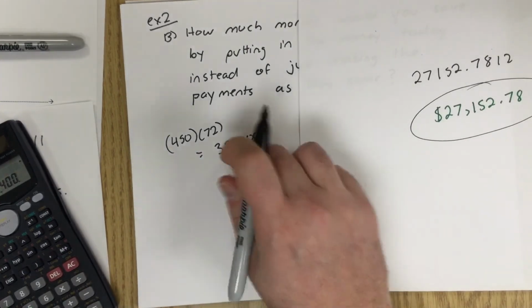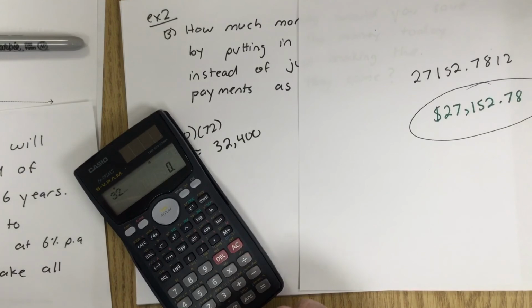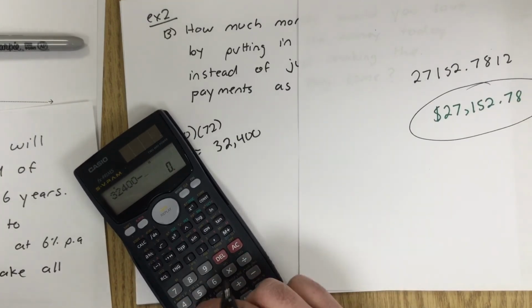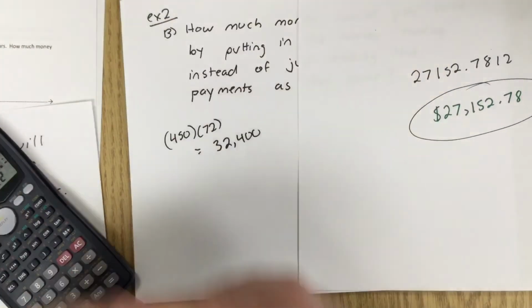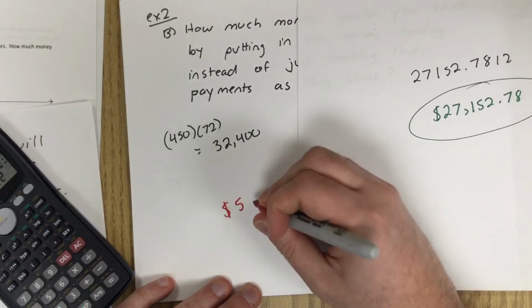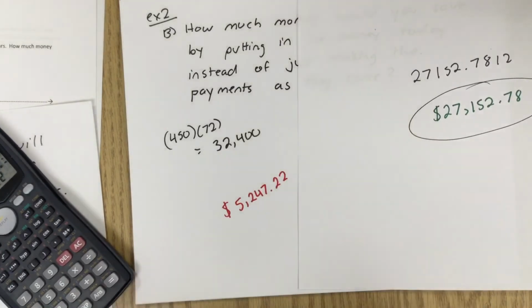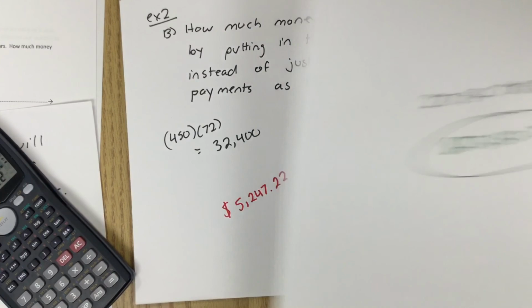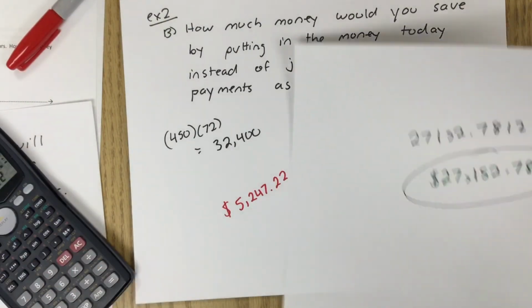Which means if we subtract this from that one, we get 32,400 minus 27,152.78. So if we put the money in today, we would save $5,247.22. Which means, as usual, if you have a lot of money to begin with, you get even more money.